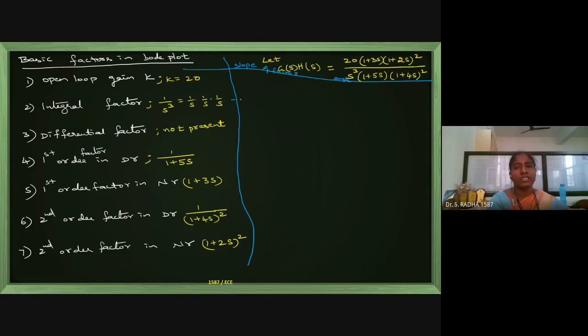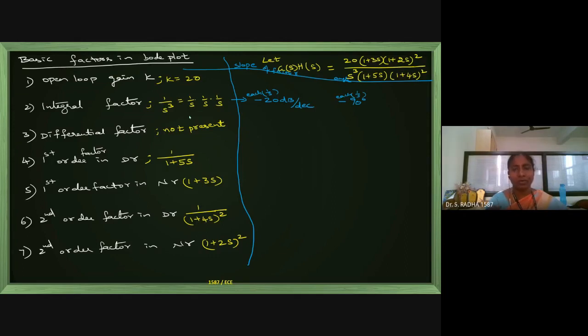Integral factor, each integral factor will give minus 20 dB per decade. This is the slope in the Bode plot graph. Each 1 by s will give a slope of minus 20 dB per decade. Phase angle, it will give minus 90 degrees. Each 1 by s gives minus 90 degrees. Here we have 3 times 1 by s, so minus 60 is the slope and minus 270 is the phase angle.